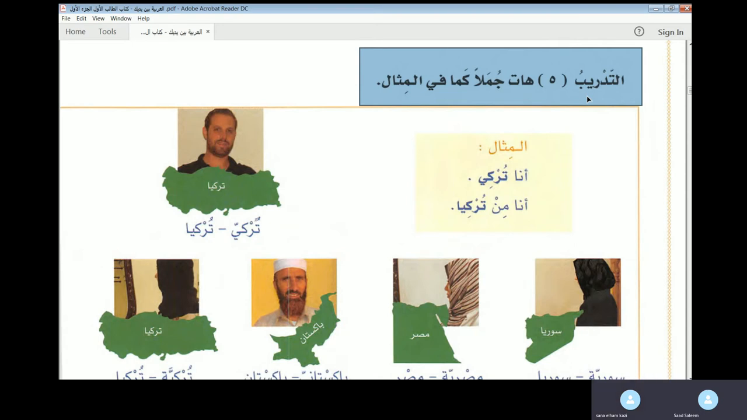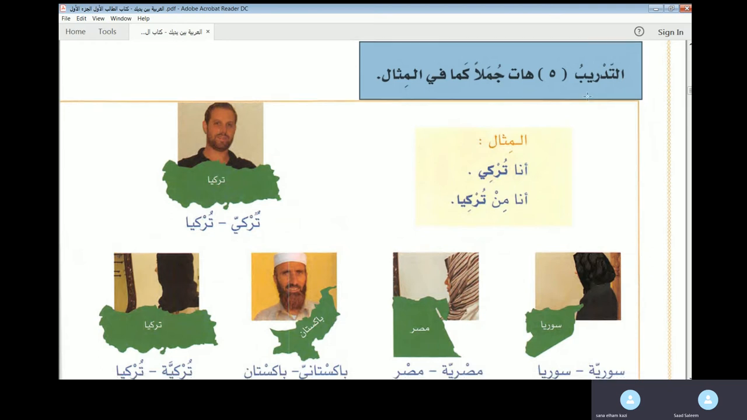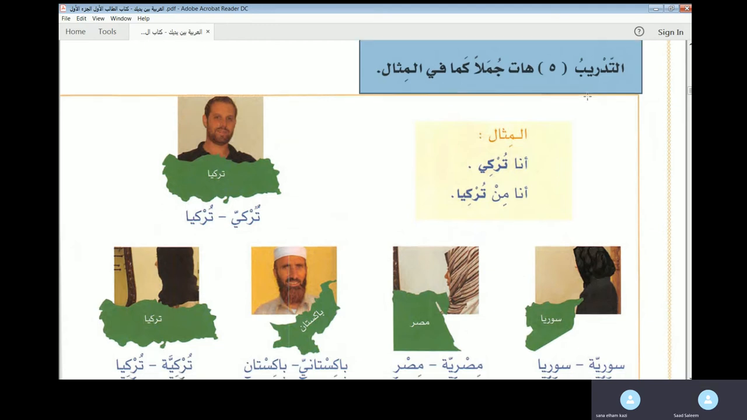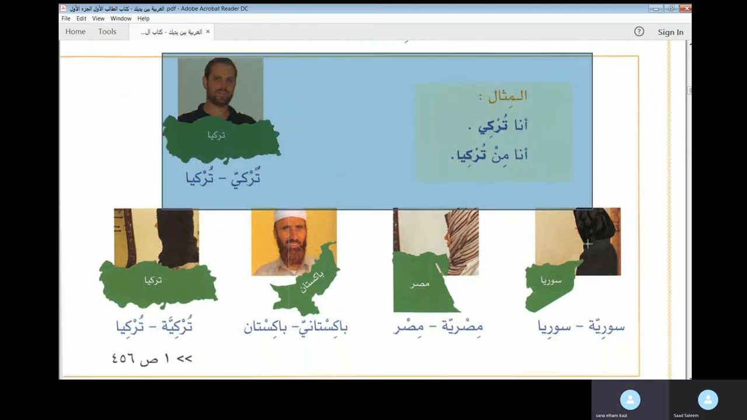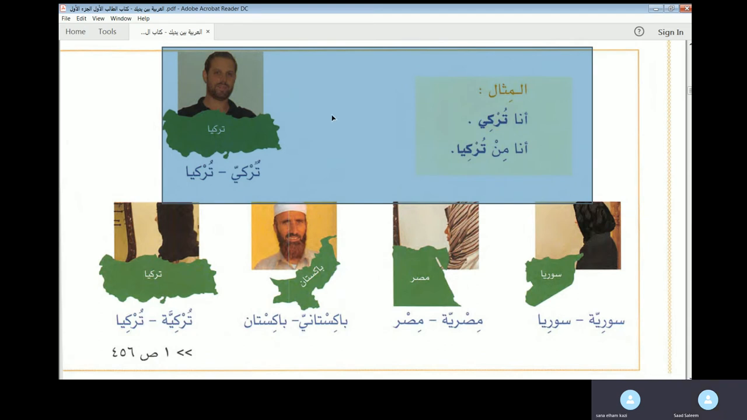At-tadribu khamis. Hati jumalan kama fil misali. Bring the sentences like in the example. Misal, Ana Turki. I am Turkish. Ana min Turkiya. I am from Turkey.